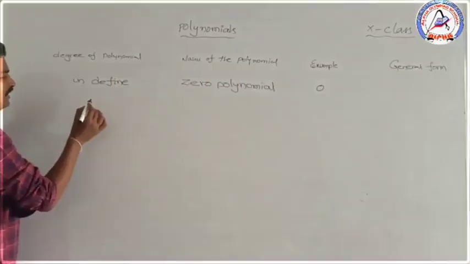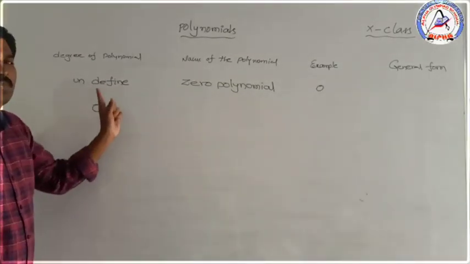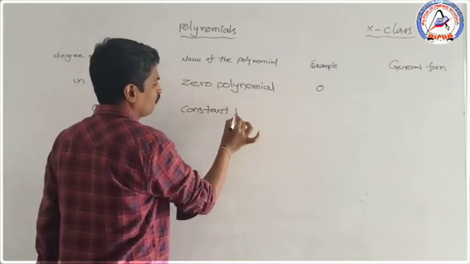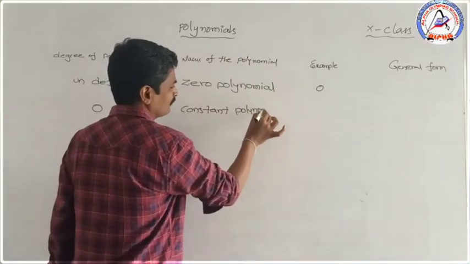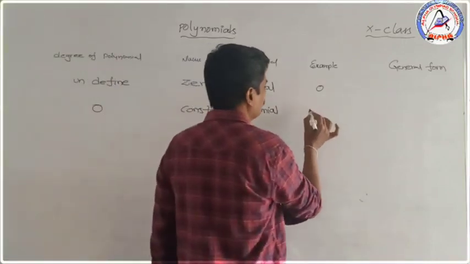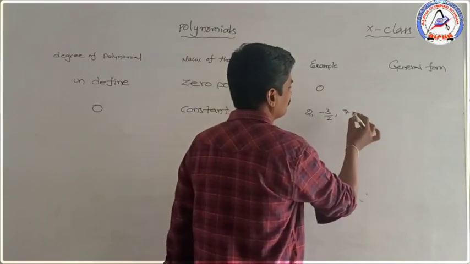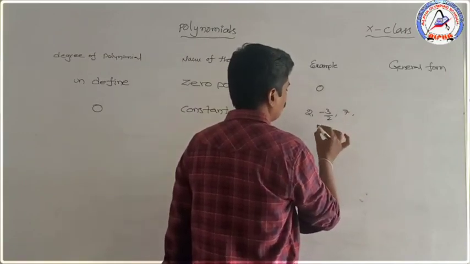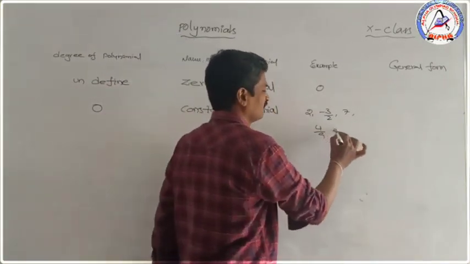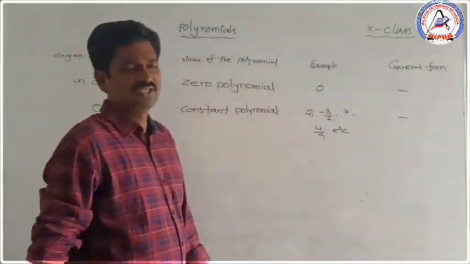Next one, if the degree of a polynomial is 0, then the polynomial is called a constant polynomial. Examples are constant numbers: 2, minus 3 by 2, 7, 4 by 9. These are all constants, any constant number. There is no general form for it either.